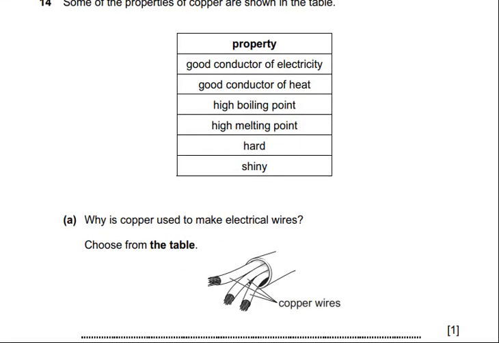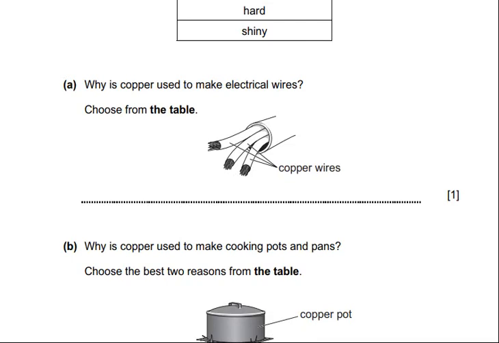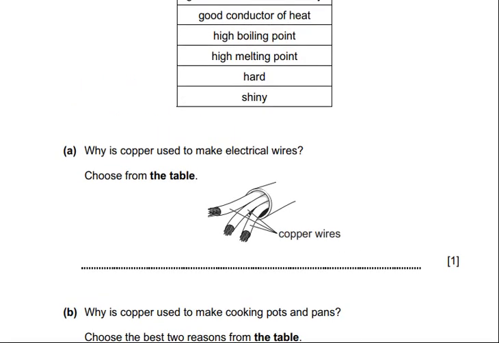Question 14. Some of the properties of copper are shown in the table. We have a table here. The table contains the properties of copper. Question A. Why is copper used to make electrical wires? Choose from the table. So if you look at the table, why copper is used in making wires.